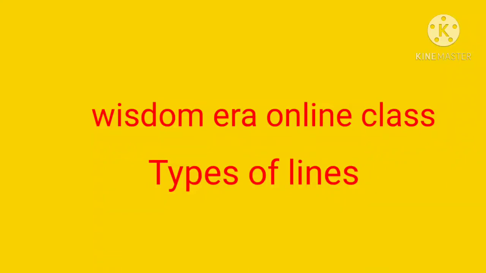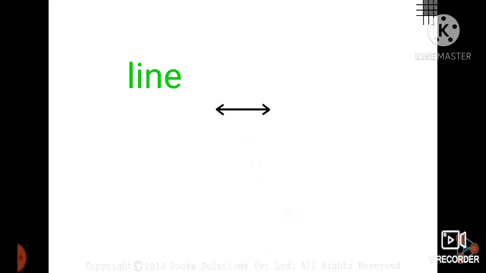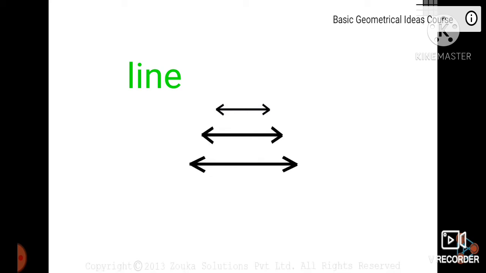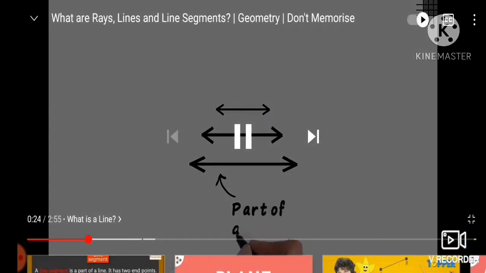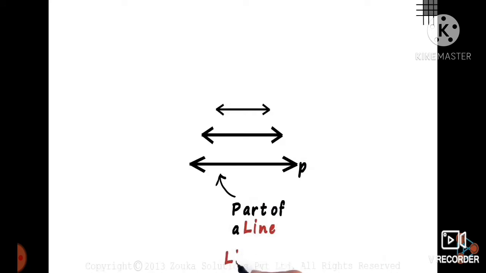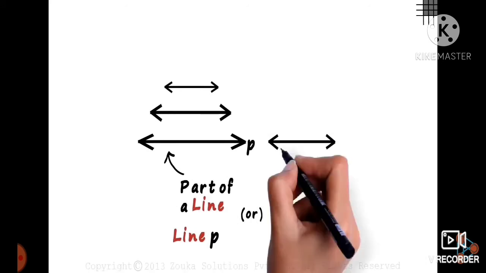Let's go with some geometrical ideas. The first one is a line. What is a line? A line is a line segment that extends on both sides. It has no endpoints and is denoted by symbols. Here is an example of a line. You can extend this line on both sides. If both sides have an arrow mark, that is called a line.